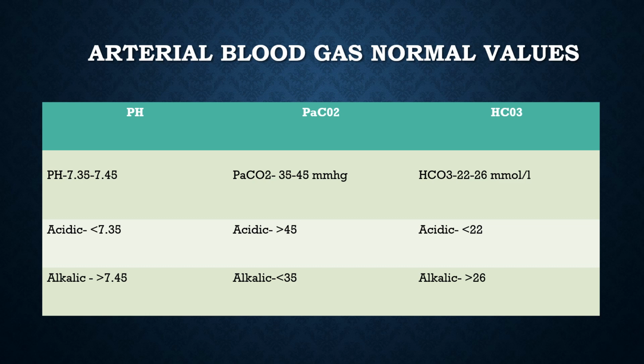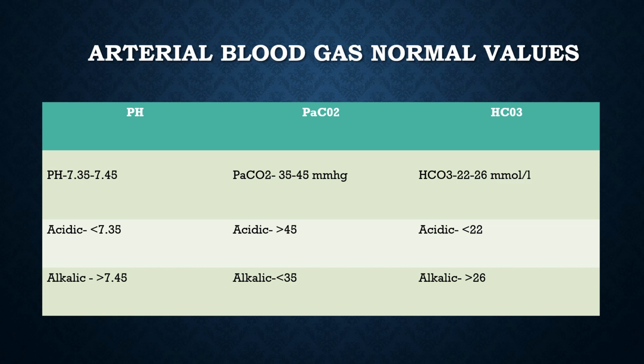First of all, we need to know normal values for arterial blood gas. In that we have three things, which is pH, PaCO2 and HCO3. So let's see pH. Normal value of pH is 7.35 to 7.45. If it increases more than 7.45, we can call it alkalic, and if it is lower than 7.35, we can call it acidic. Now let's go to PaCO2.